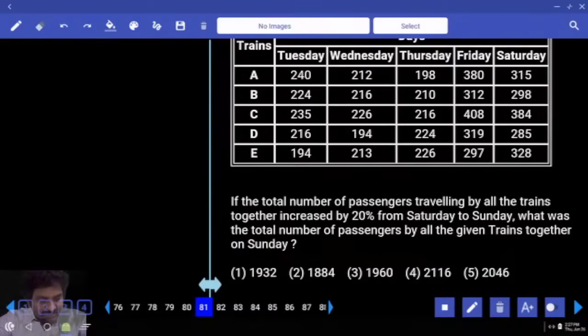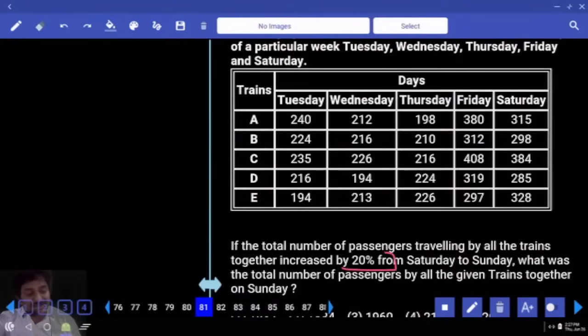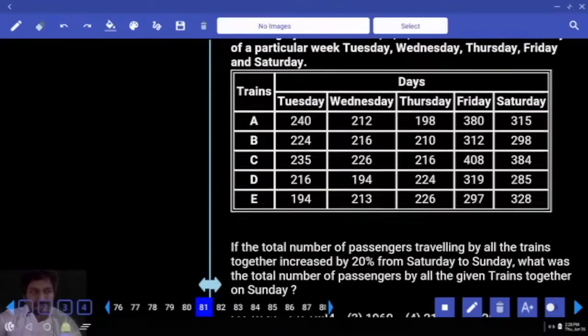Yes. Multiple options are there. From Saturday to Sunday, it is increasing by 20%, then it becomes 120%. 120% in the sense 3 multiple, answer must be a 3 multiple. That's what I verified. First option is a 3 multiple. Second option is also a 3 multiple. Couple of options are there. Let's go back and calculate. Are you following?